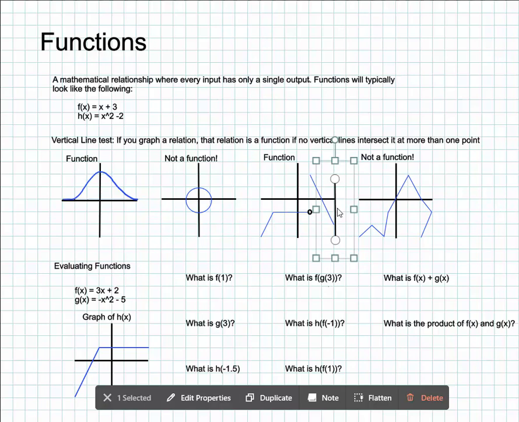Finally, I have another graph which looks like a function for a while, at least for values from negative 3 all the way through approximately 2, because if I take the vertical line over any of those values, I'll get a single output. But once we get past x equals 2, you'll see that we fail the vertical line test because there are 2 points of intersection.